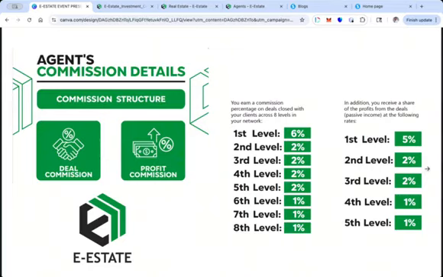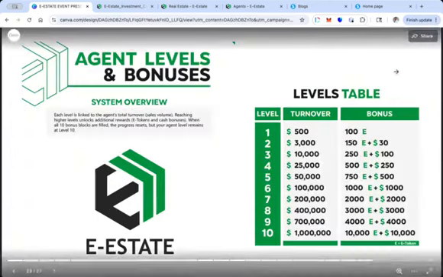Absolutely phenomenal, right? But on your levels 2 and 3, you're going to earn 2% on those levels. And then on your levels 4 and 5, you're going to earn 1% on those levels. 5 levels of passive profit commission that you'll be able to make from this platform.